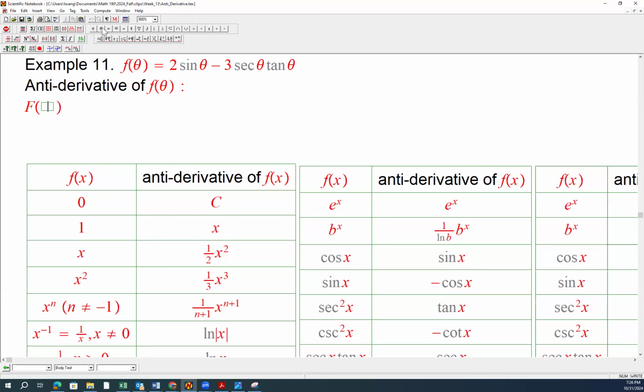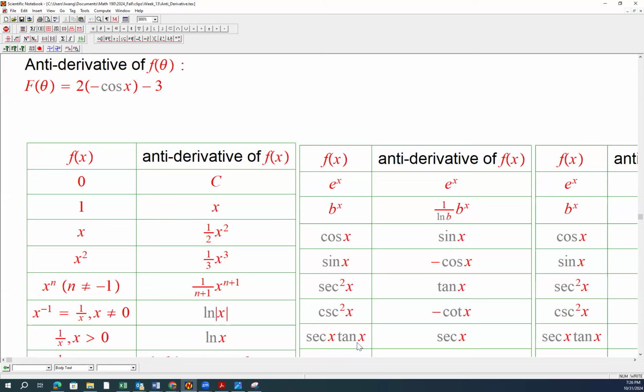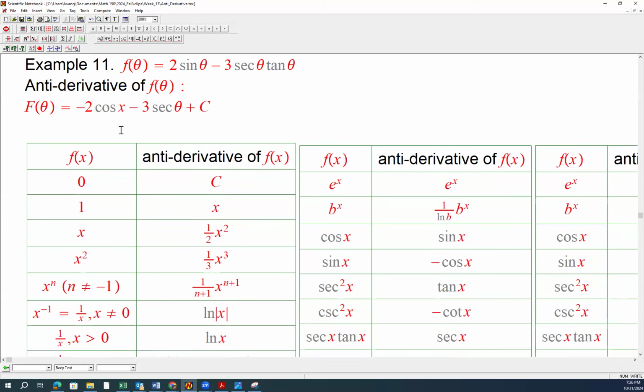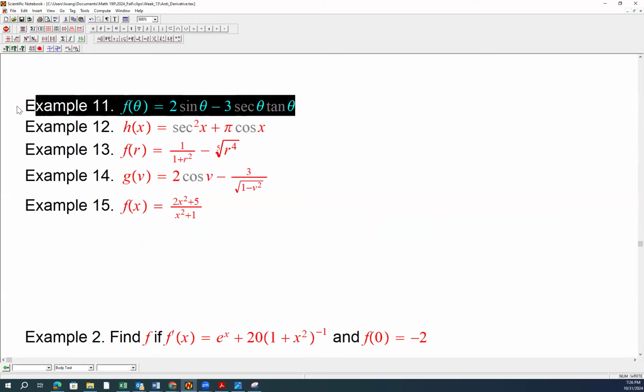So capital F of theta equals 2 times the antiderivative of sine, which is negative cosine. So just put it there, boom. Minus 3 times the antiderivative of secant times tangent, which is secant, plus a big constant. Finished. Except that here you want to simplify that. That's going to be -2. Okay, finished. All right. 12.